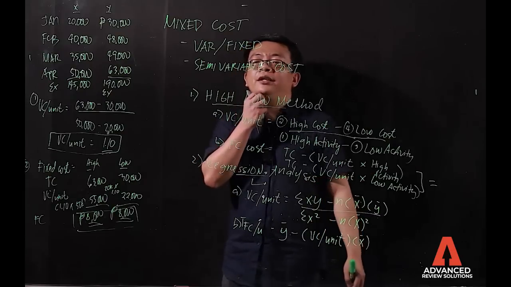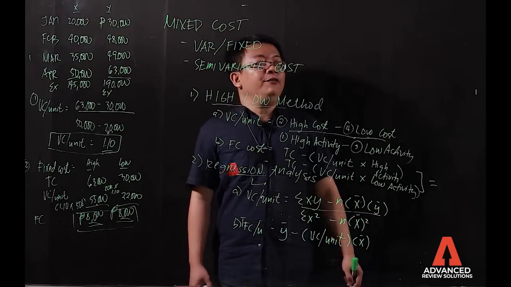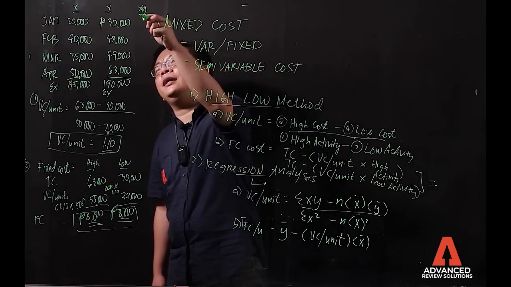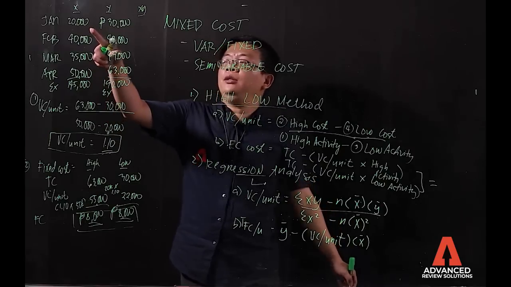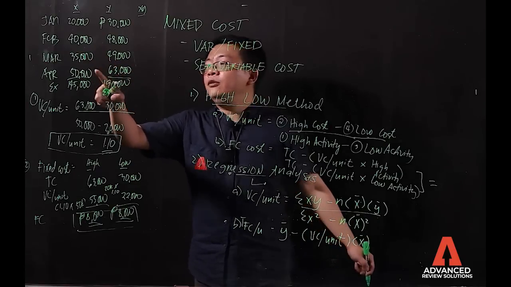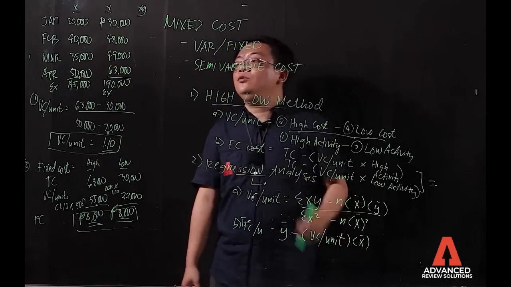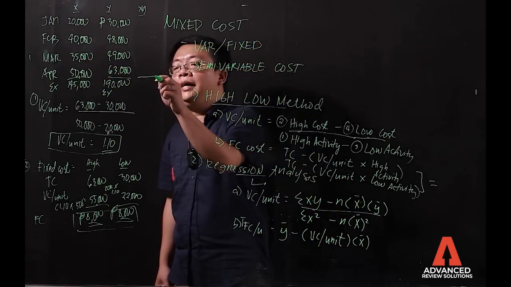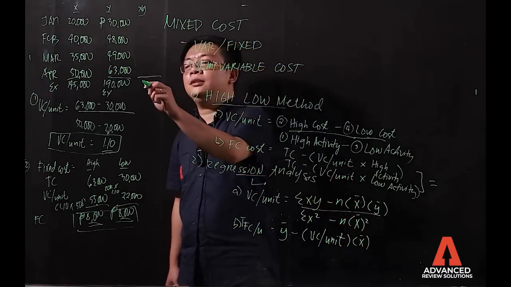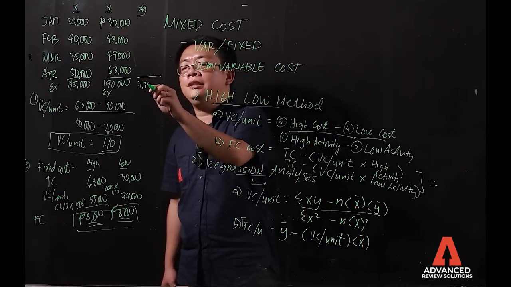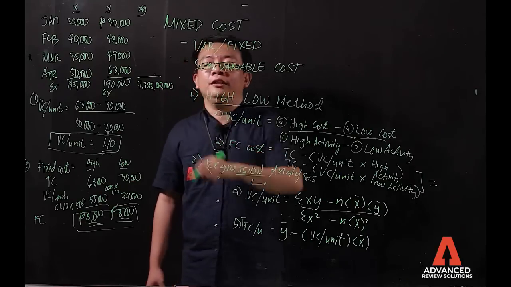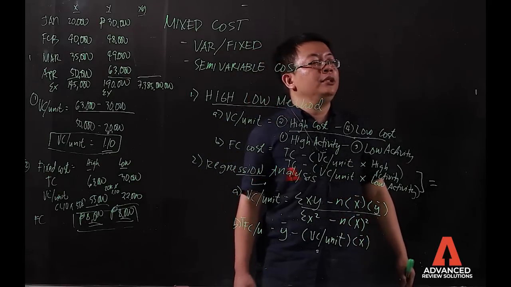Next, after that, we compute for XY. How? Just multiply 20 by 30, 40 by 48, 35 by 49, and 50 by 63. How much would be your summation of XY? Compute it at home. I believe that's going to be 7.385 billion.